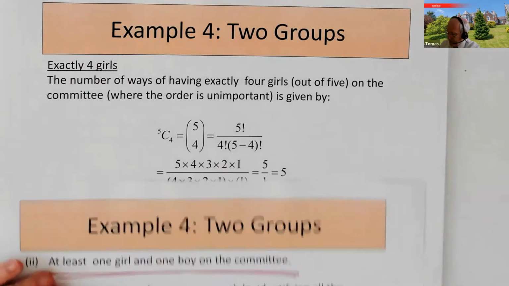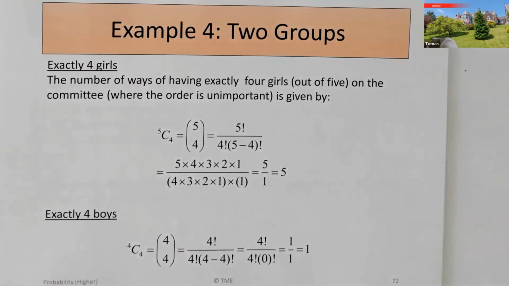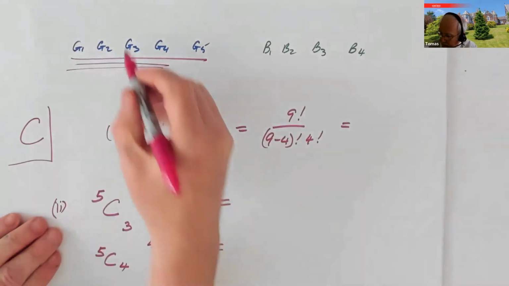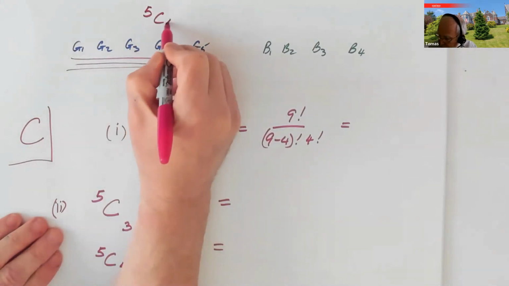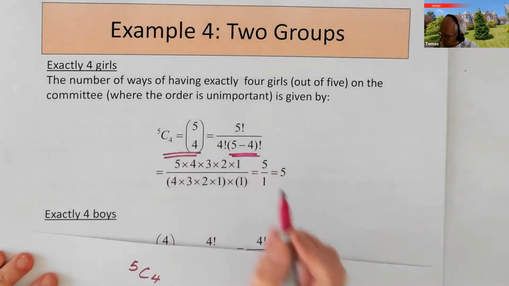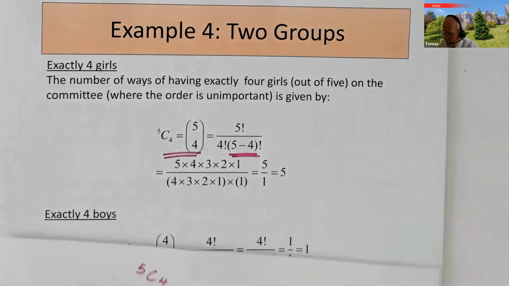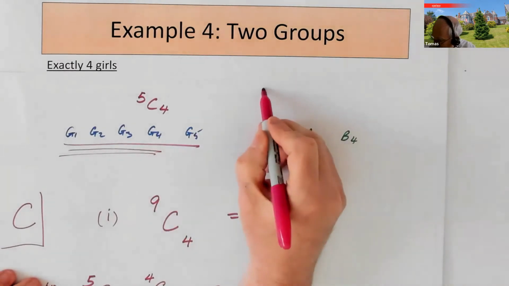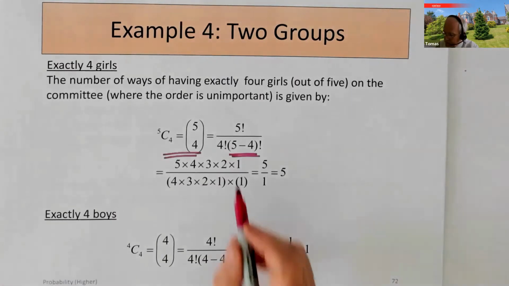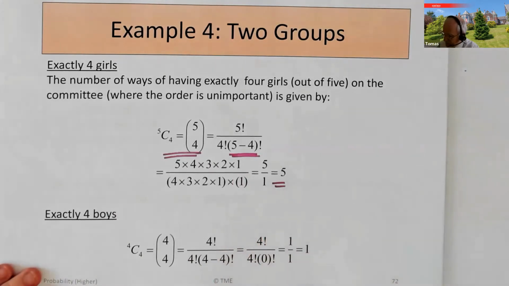Well, 4 girls, if I wanted 4 girls on the committee, I would have to, forgive me, just drop the page here. If I want 4 of the girls to be on the committee, out of the 5, I want to choose 4. So 5C4. But I also want to have no boys. So out of the boys, I want none, and that's going to be 1. So 4 girls is just that.